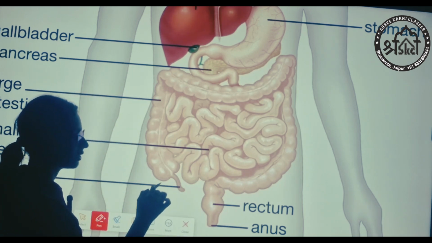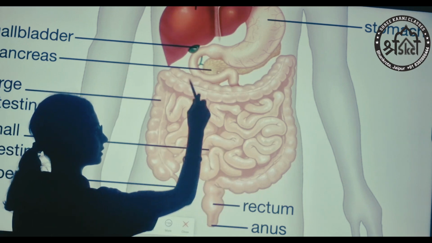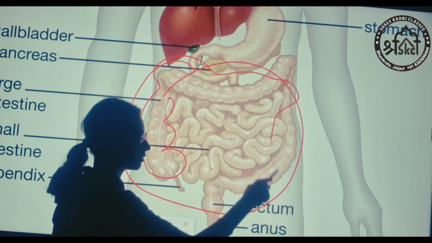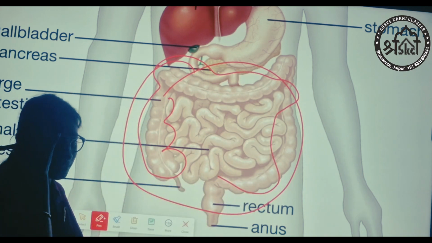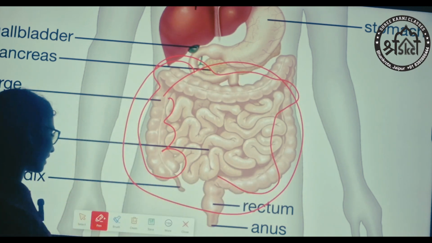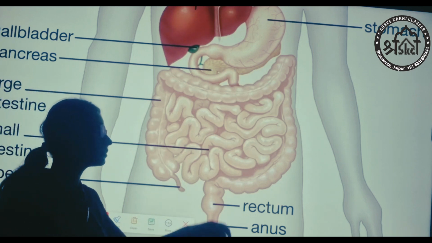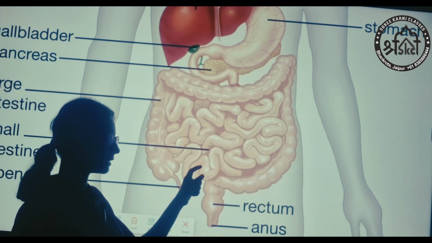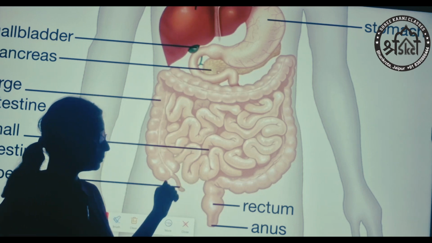After that, our food enters this. As we all know, what is this? This is the large intestine. Okay, the diameter of the large intestine is more than the small intestine. That's why it is called the large intestine, but it is smaller in length than the small intestine.